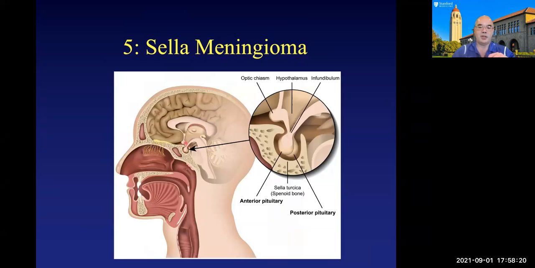So this cartoon here shows the Sella right here. It's kind of a magnified view. It's a cup. See, there's bone all the way around it with the pituitary gland living in the cup.